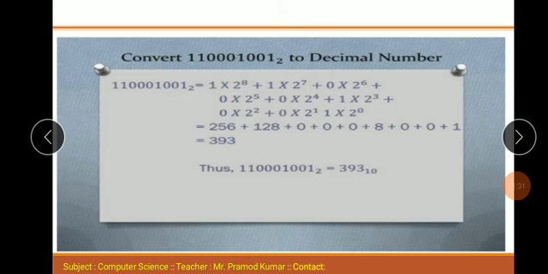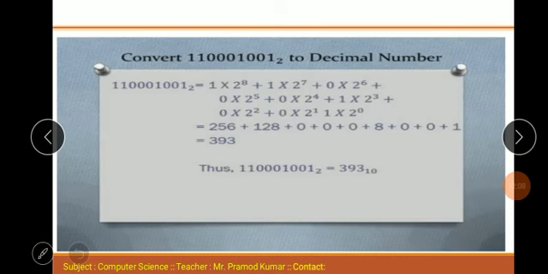It means start from the right side: 1 into 2 to the power 0, then 0 into 2 to the power 1, and so on. It means you increase the power of base 2 as you move from right to left. After the calculation you find 256, 128, 8, 1, and when you add them you get 393, the decimal number for the binary number. A simple example.